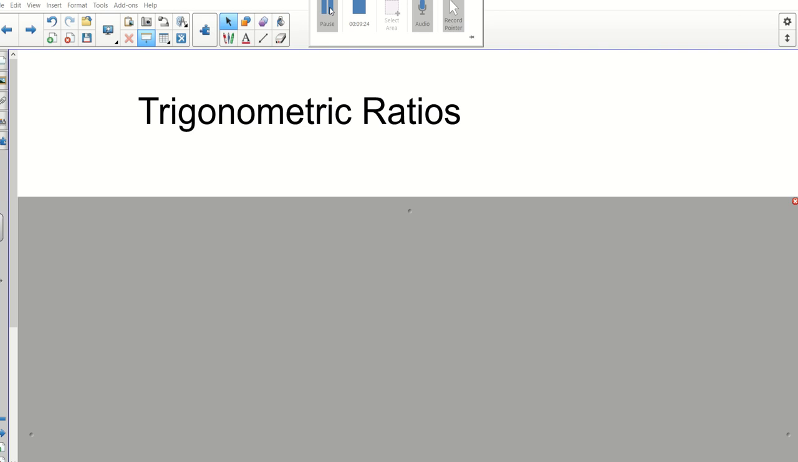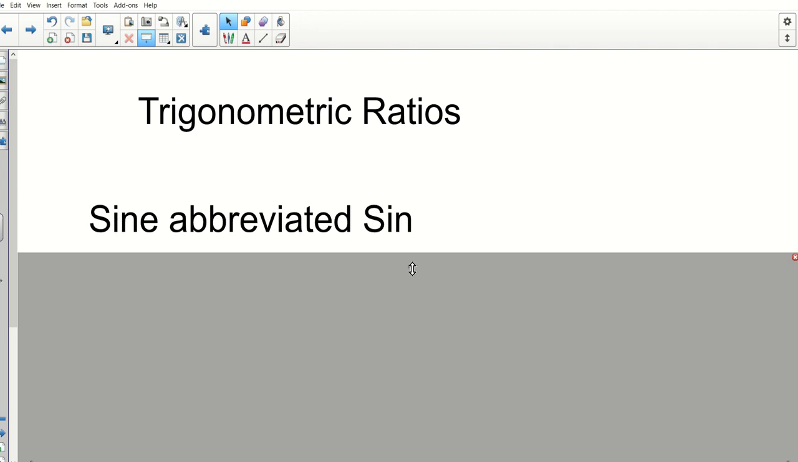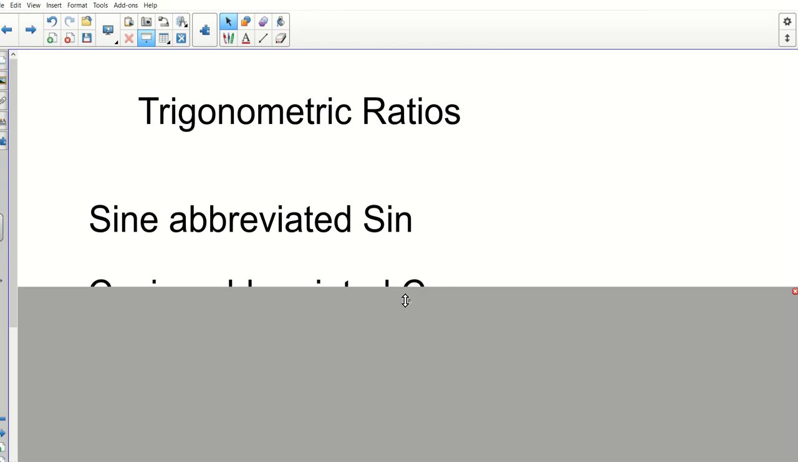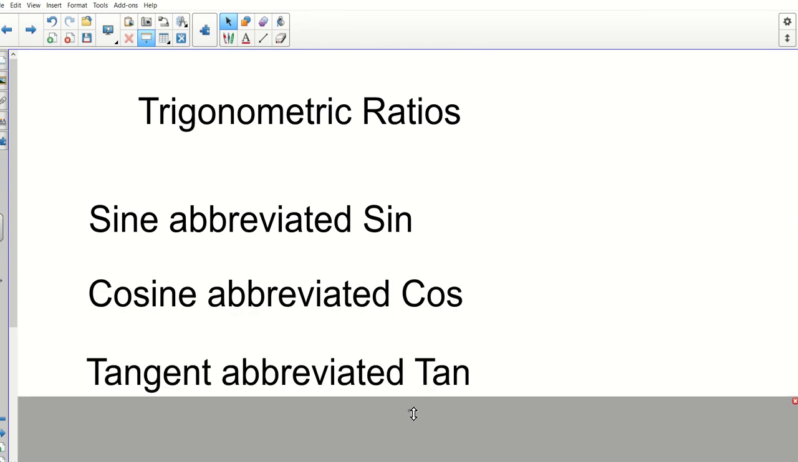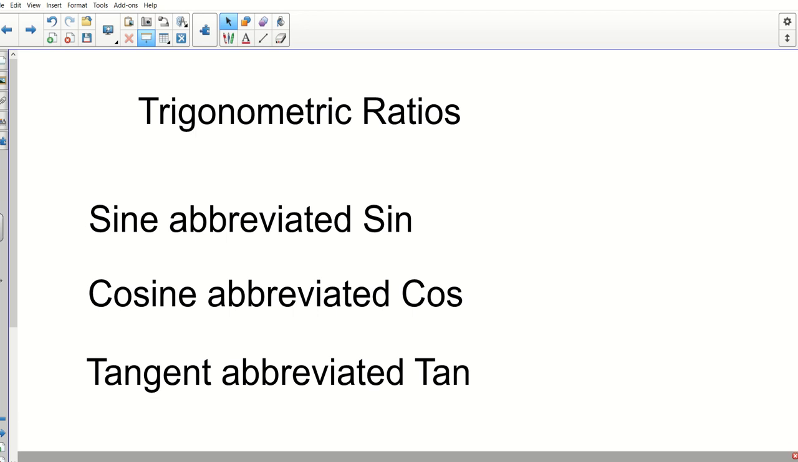So why is being able to label these sides important? Well, that jumps into the trigonometric ratios you were introduced to in the last Desmos activity. Just as a refresher, those ratios are sine, abbreviated SIN, cosine, abbreviated COS, and tangent, abbreviated TAN. Some of you are starting to put things together because you've seen these buttons on your calculator: sine, cosine, tangent.